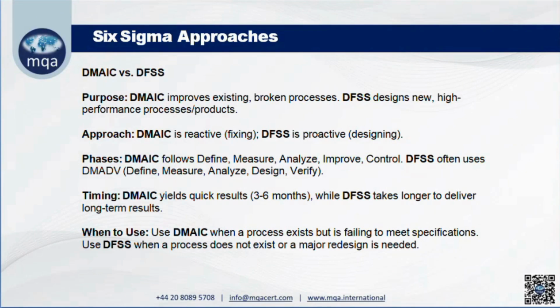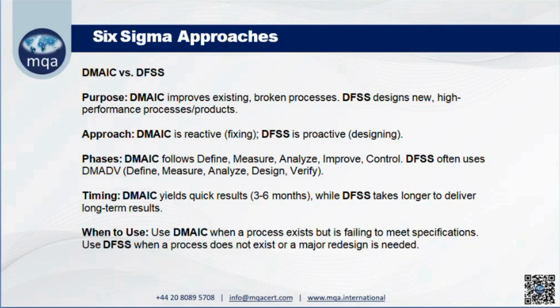So DMAIC improves existing broken processes, whereas DFSS designs new high performance processes or products. DMAIC is reactive, whereas DFSS is proactive, before we do something. DMAIC follows the phases define, measure, analyze, improve, control, and DFSS often uses DMADV. DMAIC yields quick results, in 3 to 6 months, while DFSS takes longer to deliver long-term results.